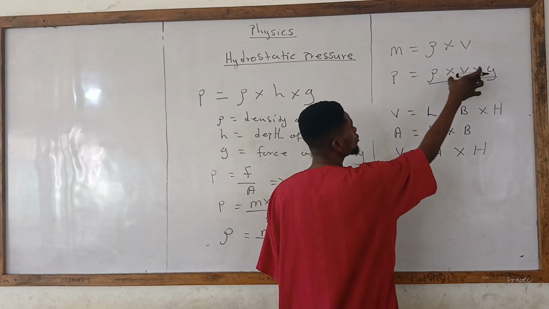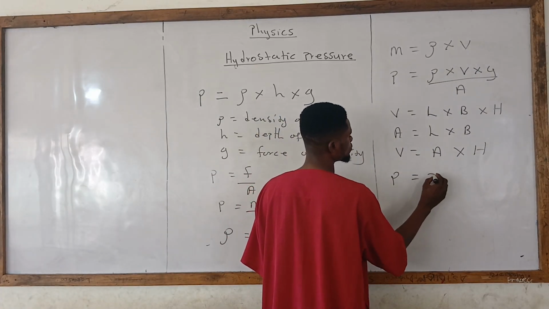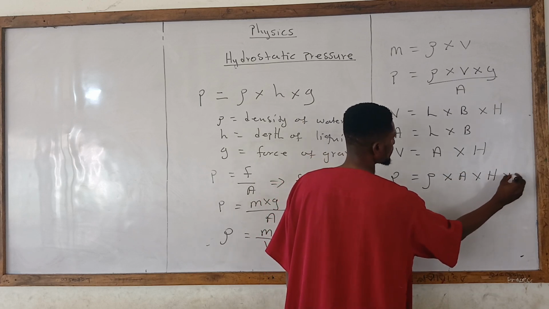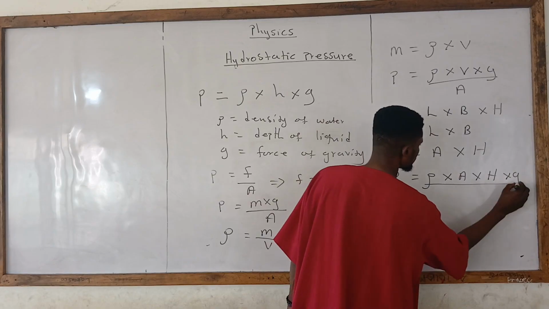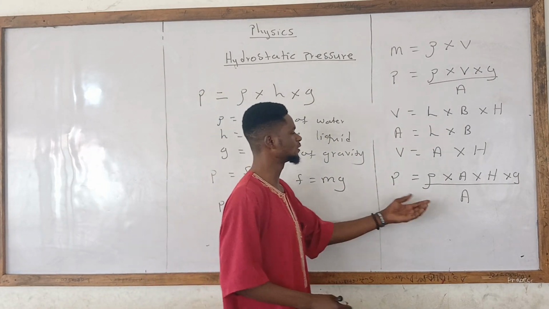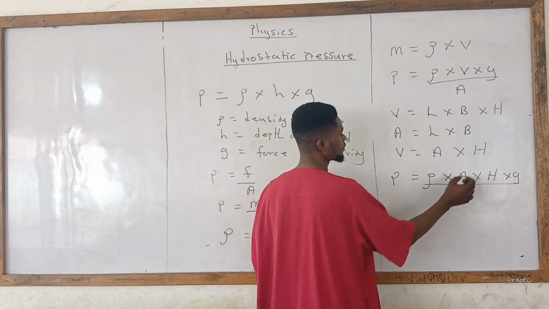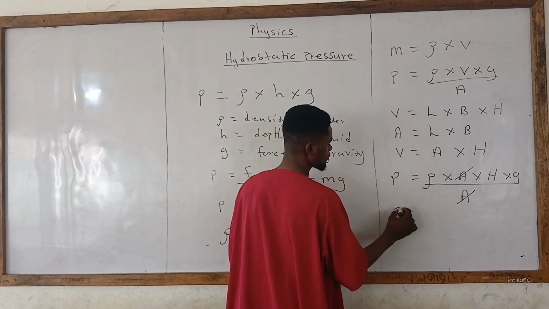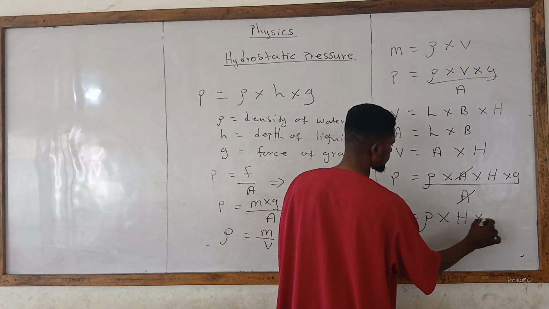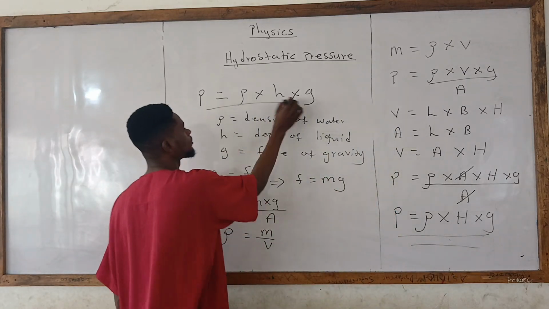Now let's fix this into our formula. To do that, we now have pressure is equal to density times area times height times g. So all this we divide by our area. After we get this, you see that at the top we have A, and at the bottom we also have A. That's area. So A will cancel A. Therefore pressure is now equal to density times height times gravitational force. So this is how we came by this formula.